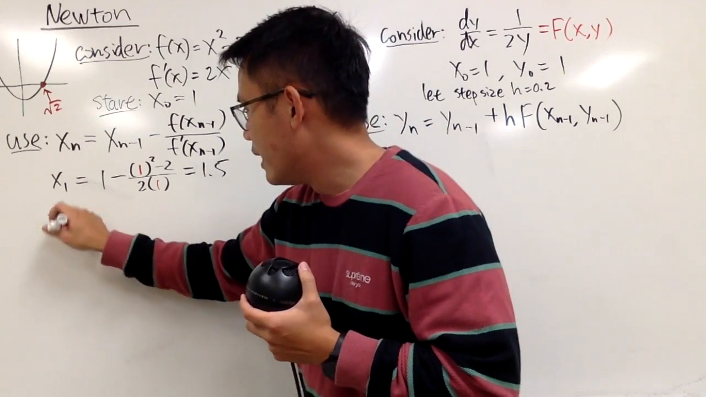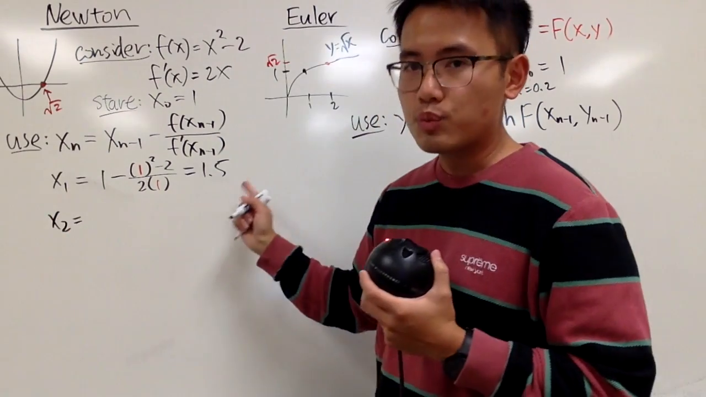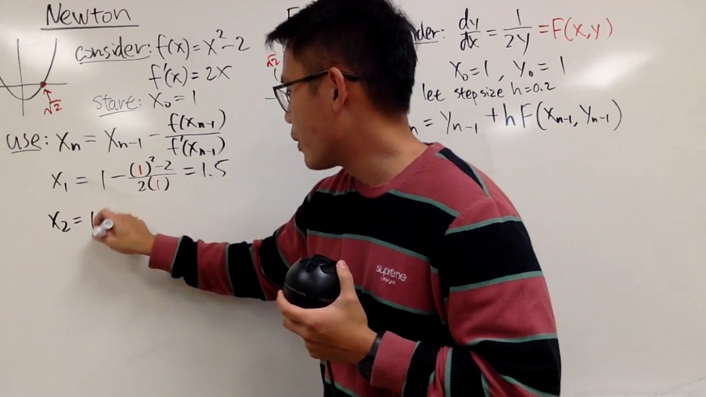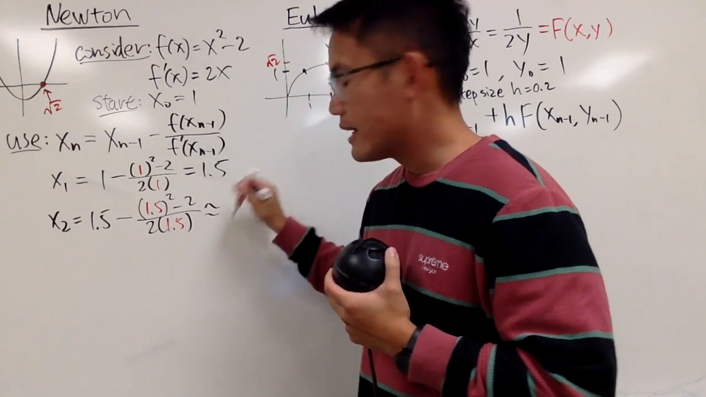And then the next one, x2, you look at the previous x value, which is 1.5. Well, unfortunately, I cannot do this in my head.